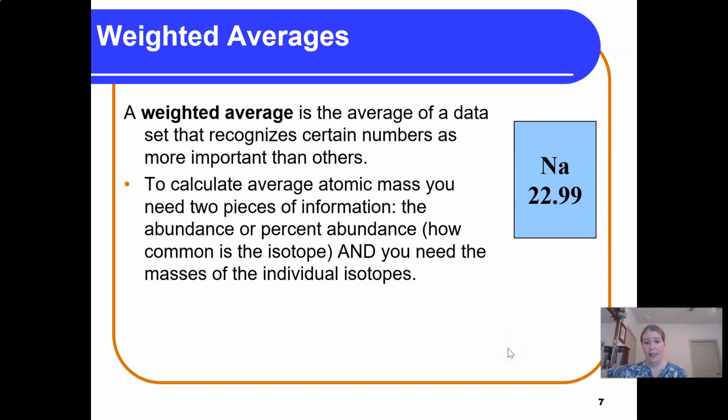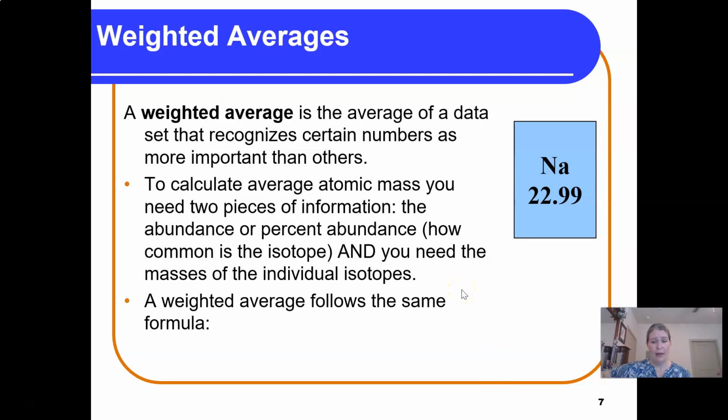So to calculate the average atomic mass, you're going to need two pieces of information. The abundance, or percent abundance, that tells you how common the particular isotope is. And of course, you need the mass of the individual isotopes. And sometimes you'll see that given down to several decimal places. That's because protons and neutrons have a very slightly different mass, but don't worry about it. Just use the number that they give you in the problem.